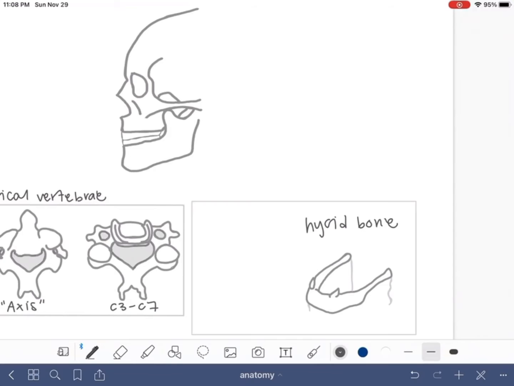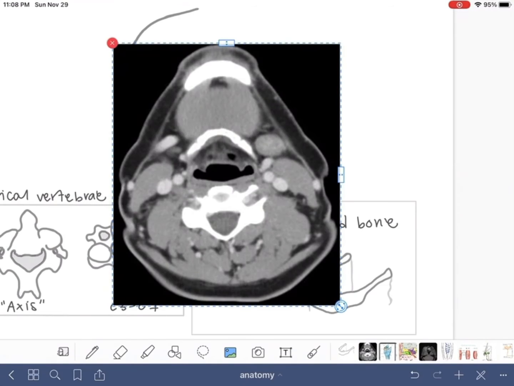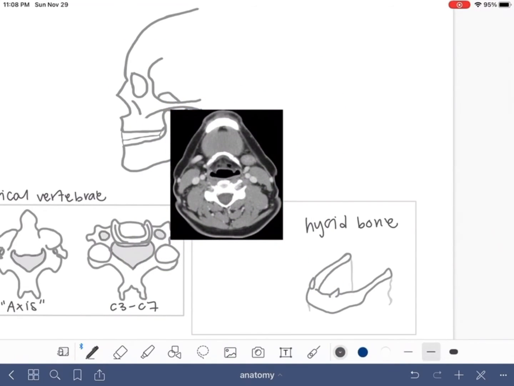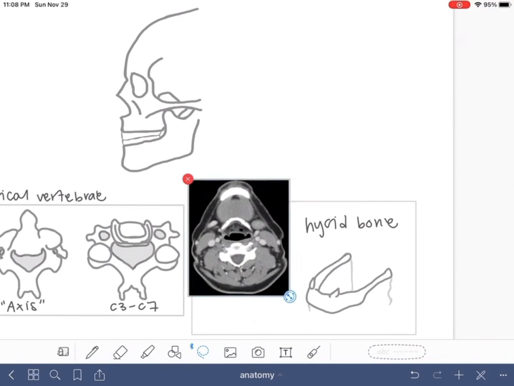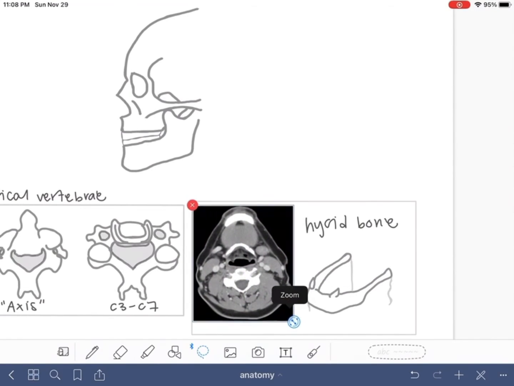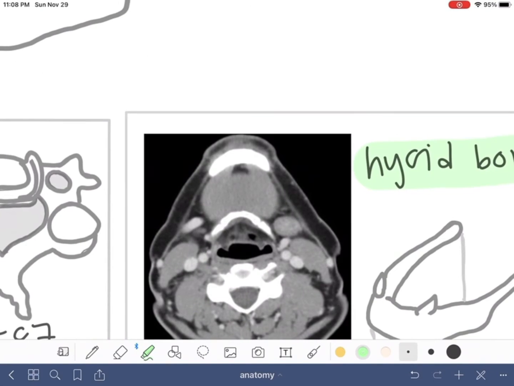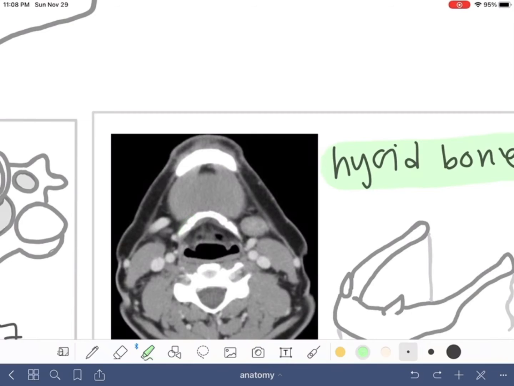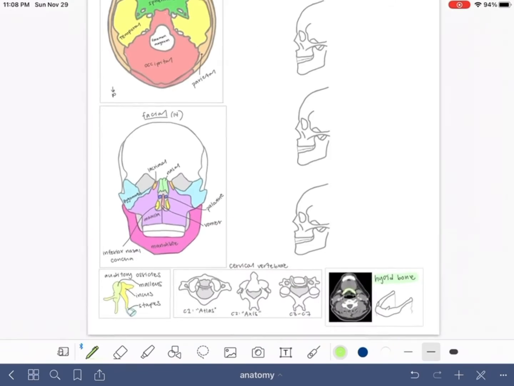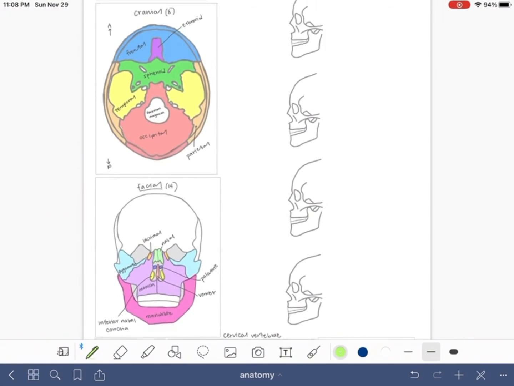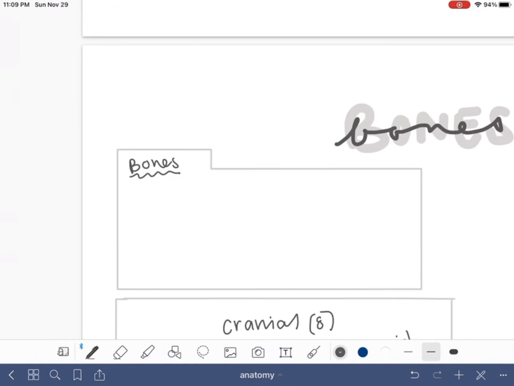Finally, we have the hyoid bone. This is like in our throat. This bone is important because it supports the tongue above it and the trachea, which is below it. And it helps us do things like move our jaw. This is a CT image where you can see the hyoid bone. I'm going to go ahead and outline it here for you in green. This is attached to a lot of important cartilage too.